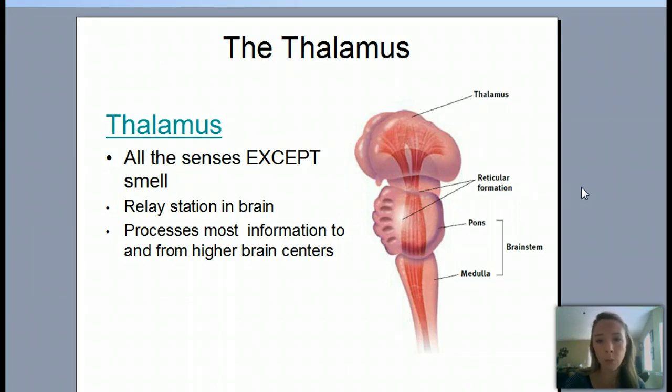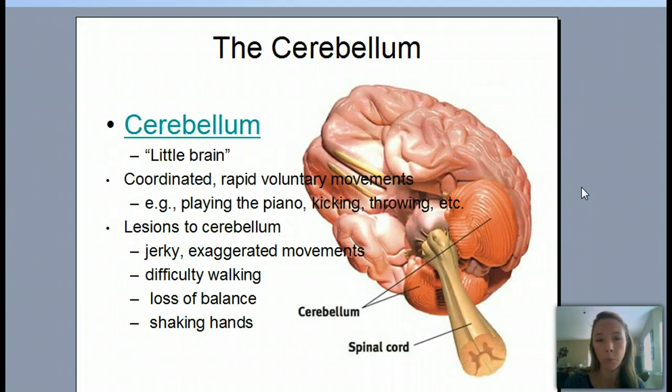All right. Next, moving up, we have the cerebellum. Remember earlier we talked about the cerebellum as the little brain. It's called the little brain because it looks like a little brain. So here's my whole brain, and here is my cerebellum. Here's my spinal cord coming up. I've got my reticular formation, my pons, and then my cerebellum's on either side of that. It coordinates rapid voluntary movements like playing the piano. So we're not just talking about balance and coordination. We're talking about very rapid movements like kicking and throwing and playing the piano.